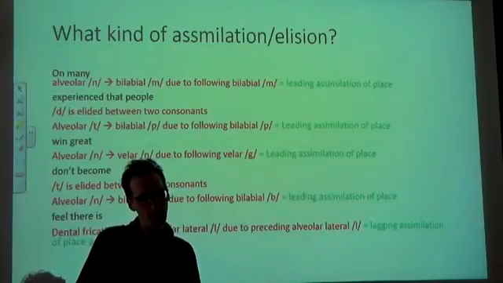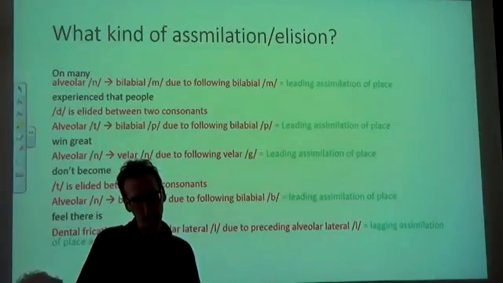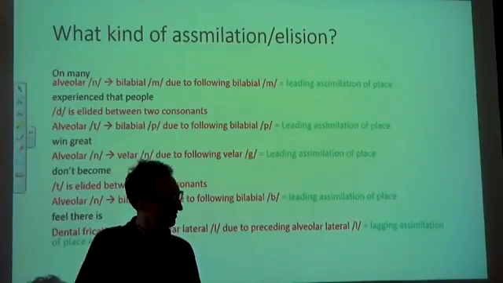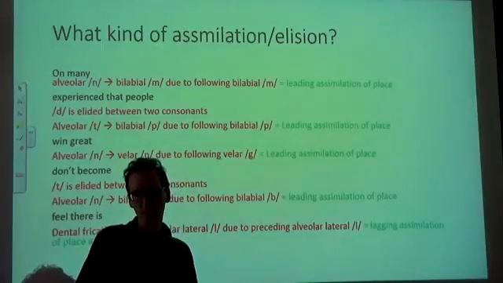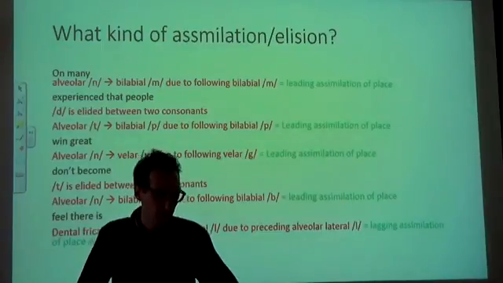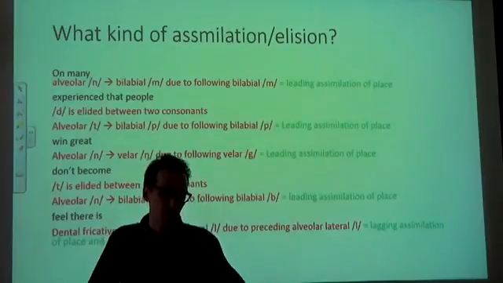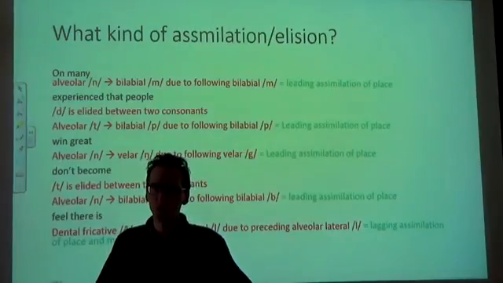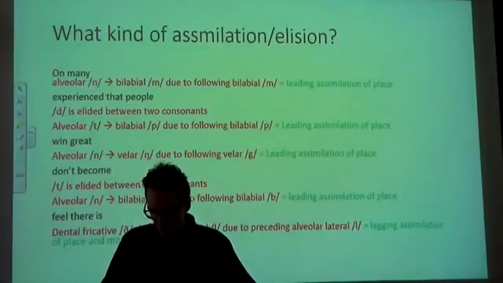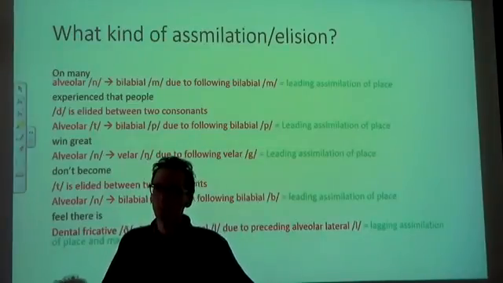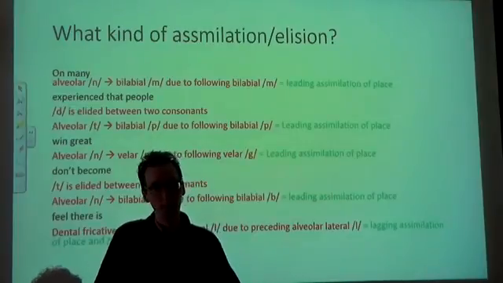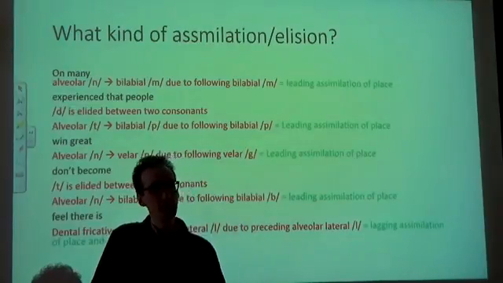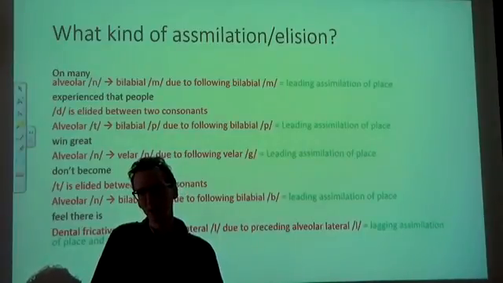becomes on many. The alveolar N changes into a bilabial M due to following bilabial N, which is leading assimilation of place. Now, I'm not going to go through this in detail. This PowerPoint will be on the school site. You can read the answers for yourself in your own time. So you can do this at home as an extra exercise. What kind of assimilation occurs here? As you can see, most of it is leading assimilation of place. As I said last week, remember, most of the assimilation that occurs in English is leading assimilation of place and final alveolars.